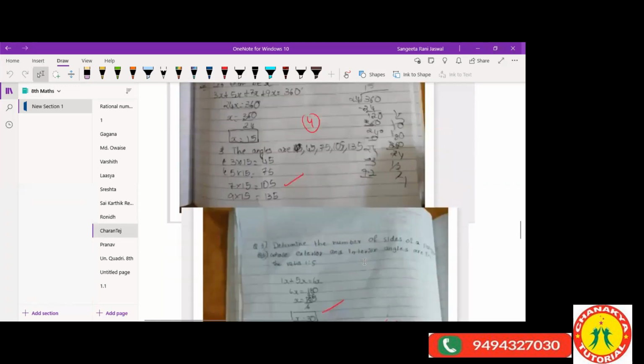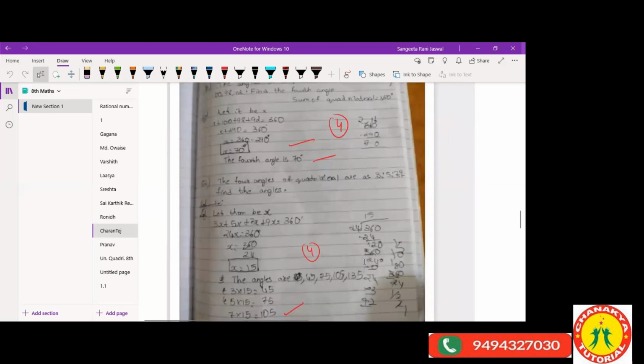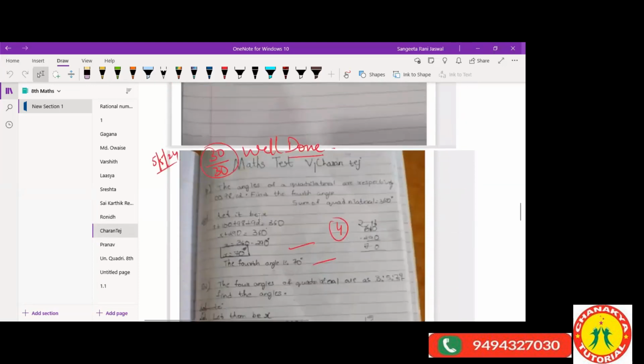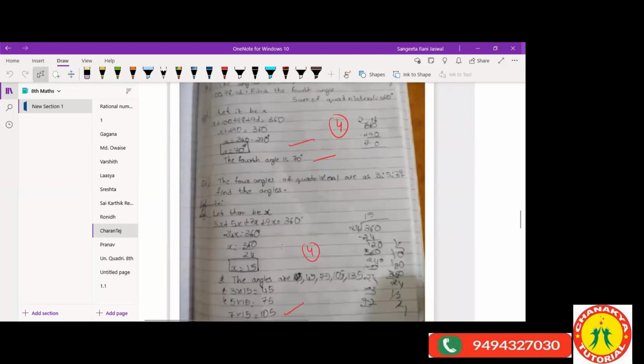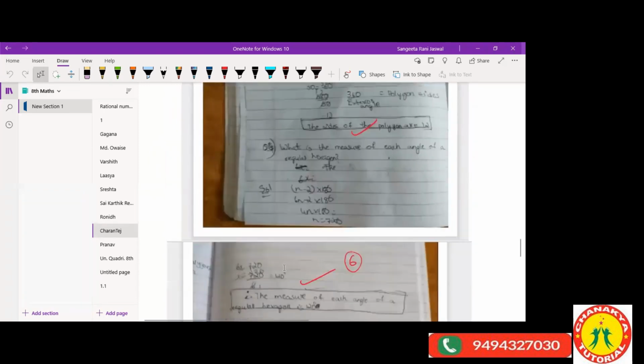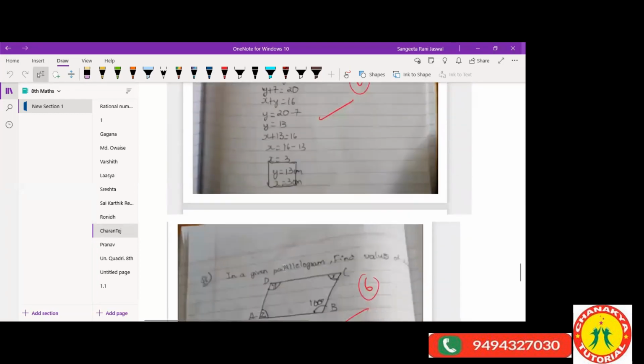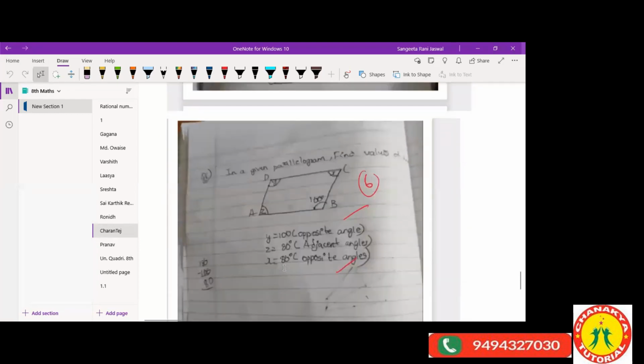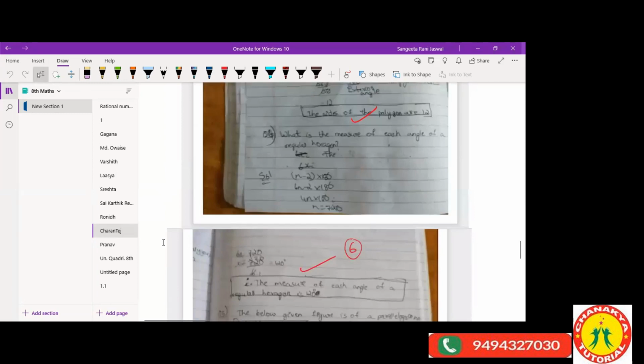This is Charan Tej's paper. Charan Tej, you can see your paper. See, you have all your questions correct. This is today's date. You have all your questions correctly done. Okay, so next one I'll show here.